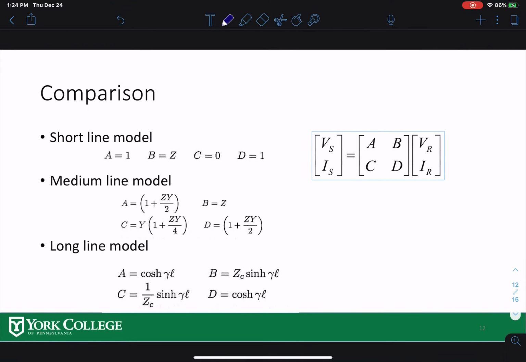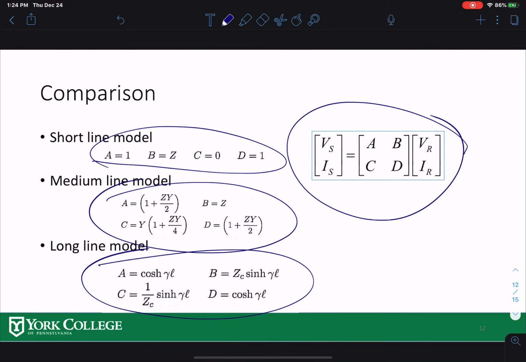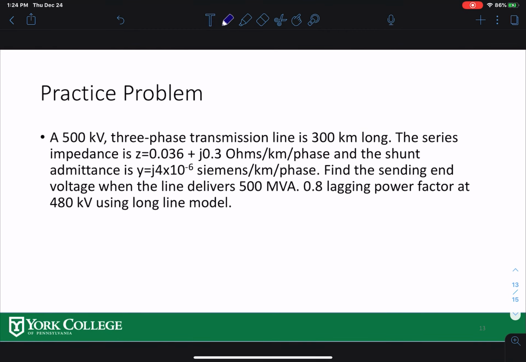So this is the comparison over here. Your short line, you have seen all of them. This is the medium line, and this is your long line model, and all follow the same matrix right here. Then we're going to do this problem in class to give you more insight into line modeling, and we'll see you in the next class.